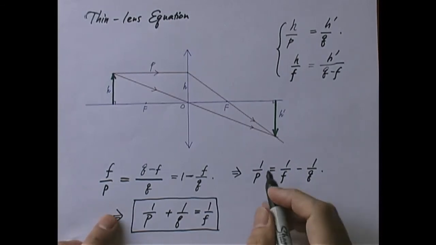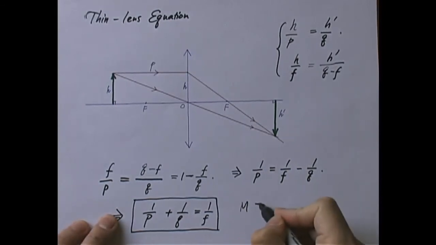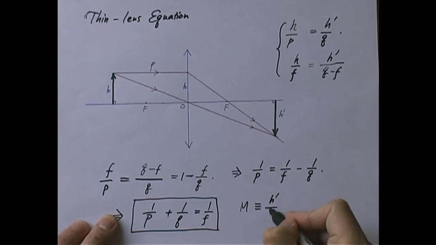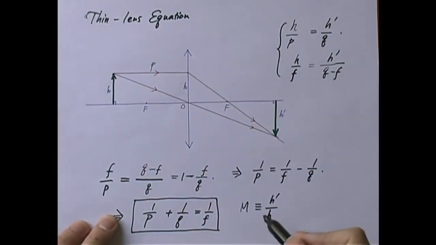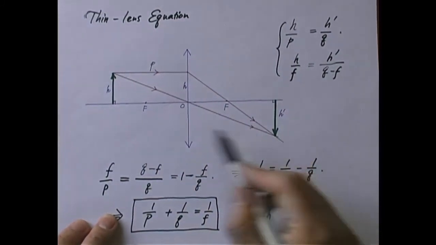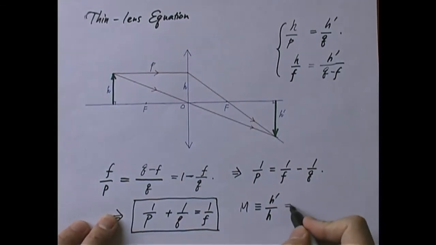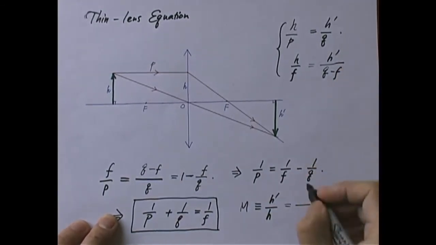The magnification m is defined as h prime over h, of course. If m is greater than 1, the image is bigger than the object, and so on. But that is equal to, you can see here, q over p.